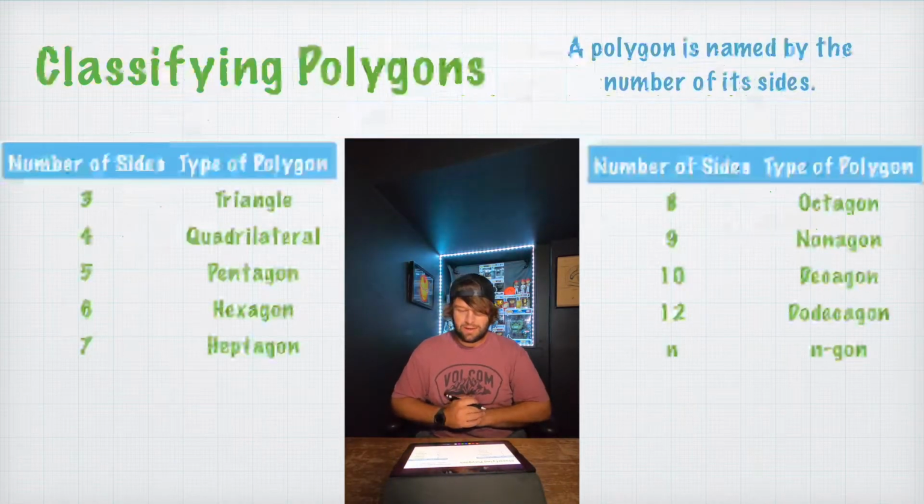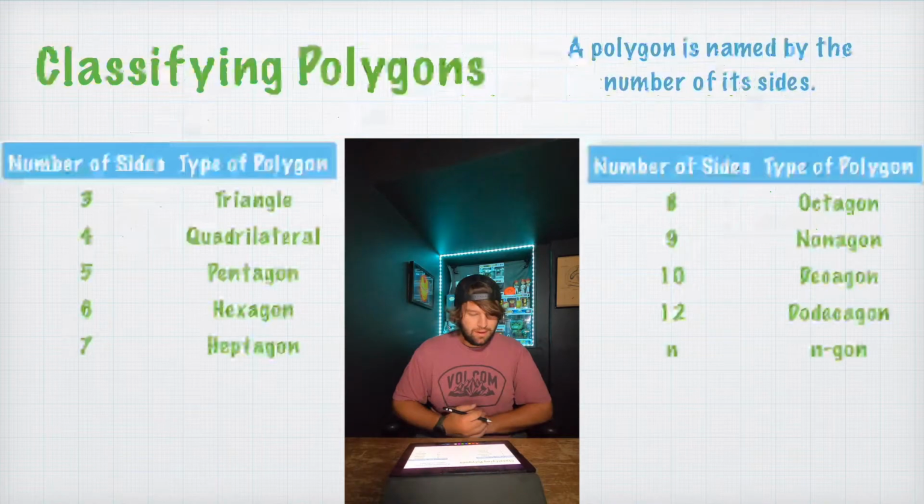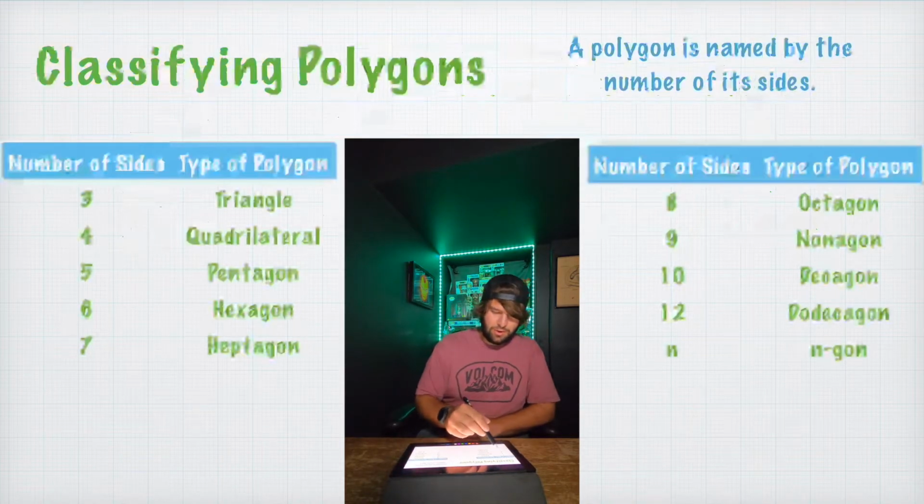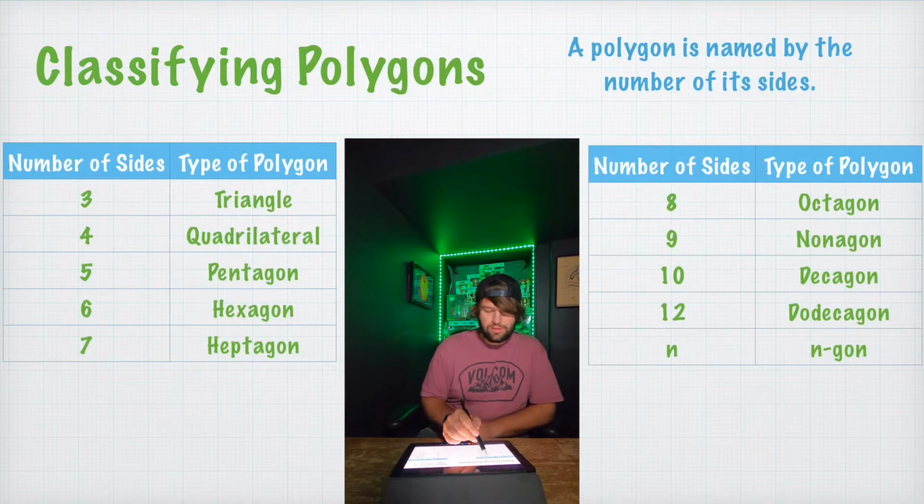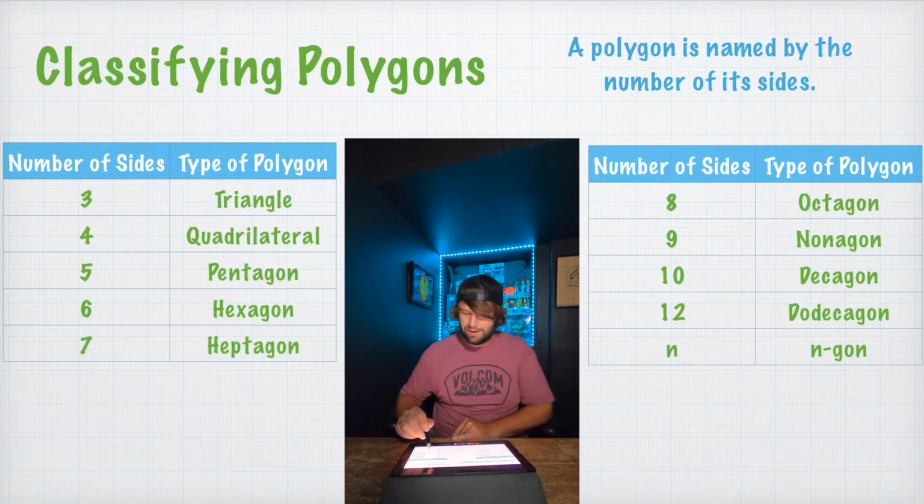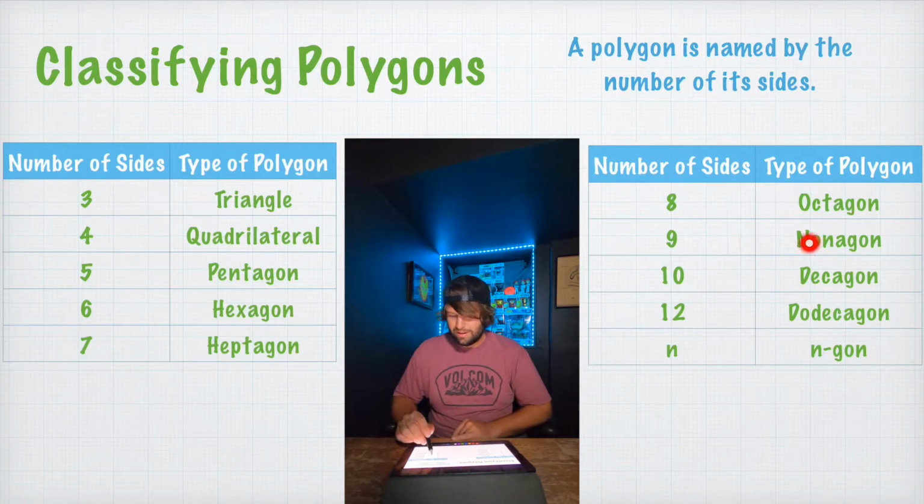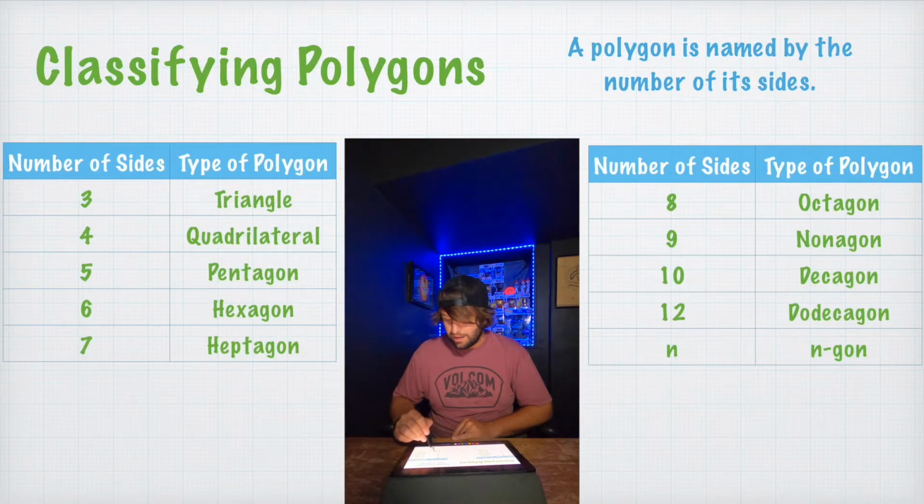Classifying polygons. A polygon is named by the number of its sides. So let's just go ahead and read through the list. Number of sides: 3 is a triangle, 4 is a quadrilateral, 5 is a pentagon, 6 is a hexagon, 7 is a heptagon, 8 is an octagon, 9 is a nonagon, 10 is a decagon, 12 is a dodecagon, and for any number of sides you call it n-gon.